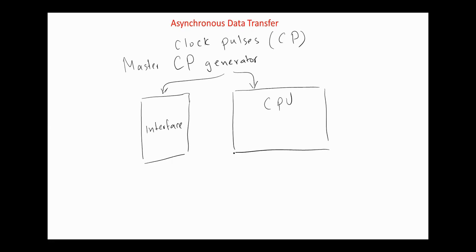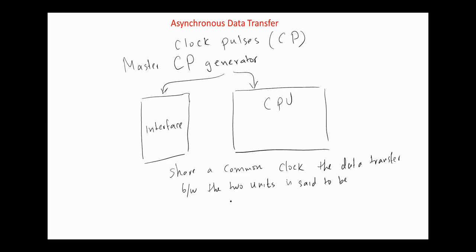In a digital system, the internal operations are synchronized by clock pulses, and they are usually supplied by a master clock pulse generator. The pulses are applied to all the parts in the computer system, interface unit, CPU, and to other parts as well. If the register in the interface and the CPU registers share a common clock, the data transfer between the two units is said to be synchronous.